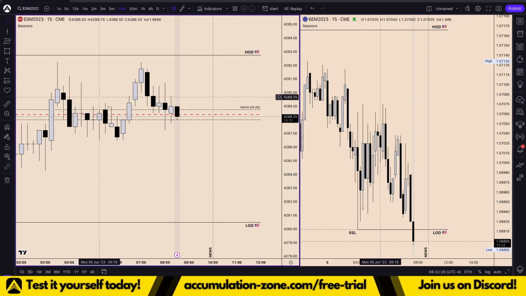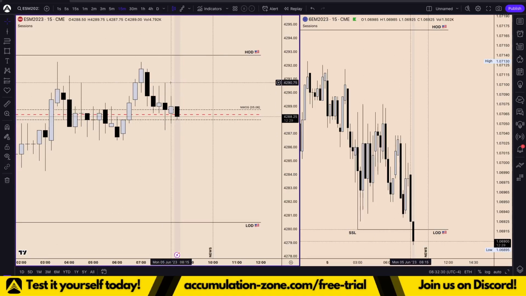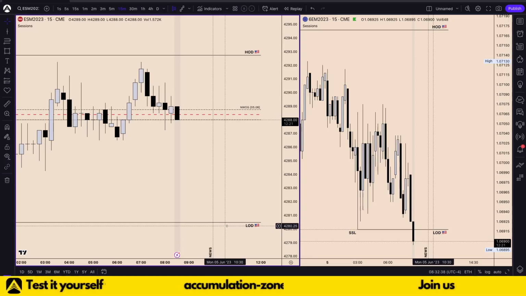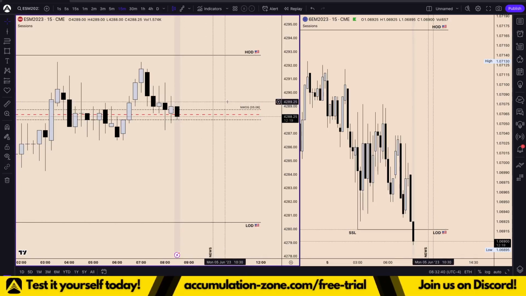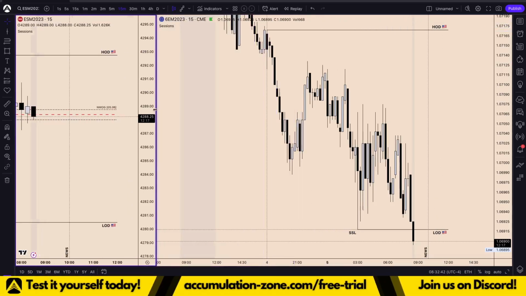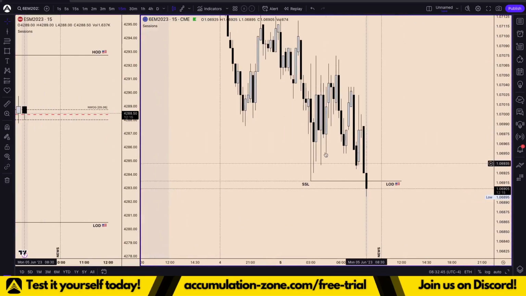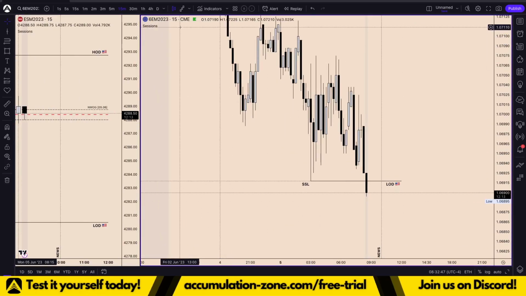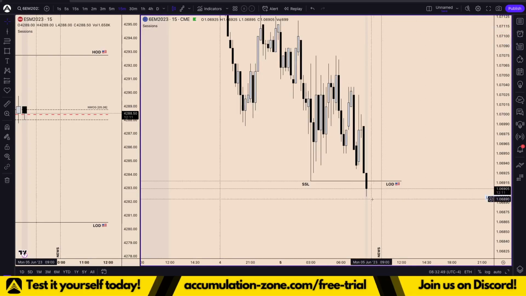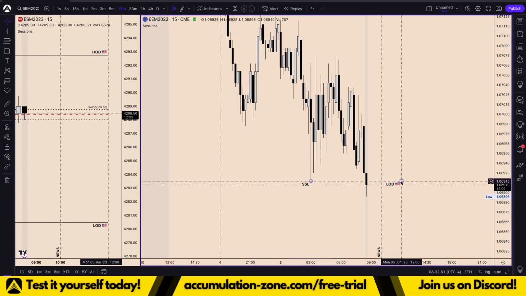And we can see, hang on, let me turn off my phone, that ES is right between the high of the day and the low of the day, currently hovering around the new week opening gap. But we can already see that on the Euro FX futures chart, we already broke the low of the day.